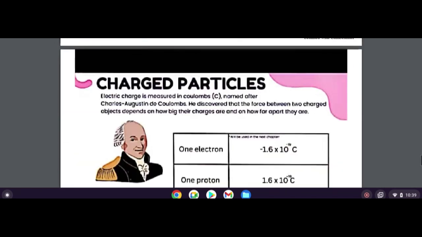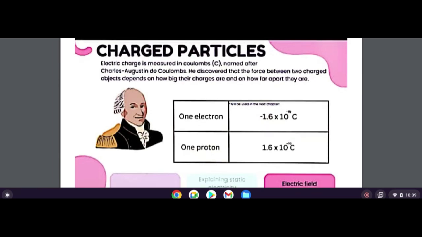And the charged particles. Electric charge is measured in coulombs. We learned this, no? Yes. This is the unit of charge, named after Charles-Augustin de Coulomb. He discovered that the force between two charged objects depends on how big their charges are and how far apart they are. Because if you're going to study charge, you have to use the value of the specific given data, if you have to do specific numerical questions.